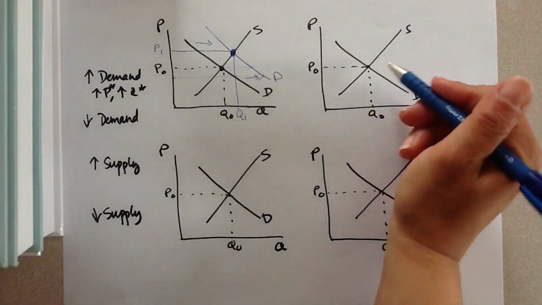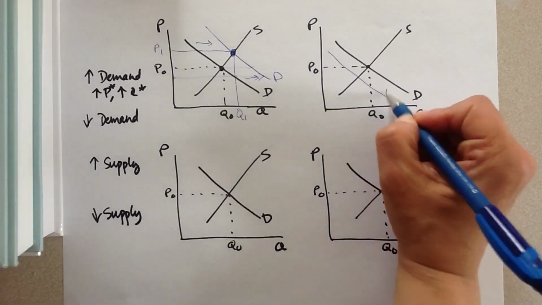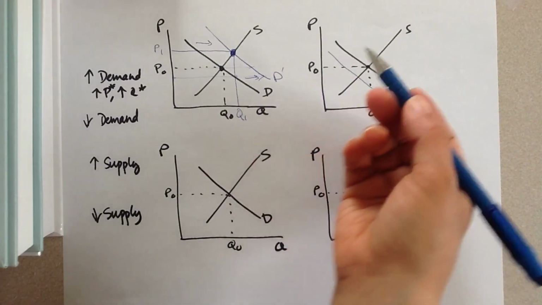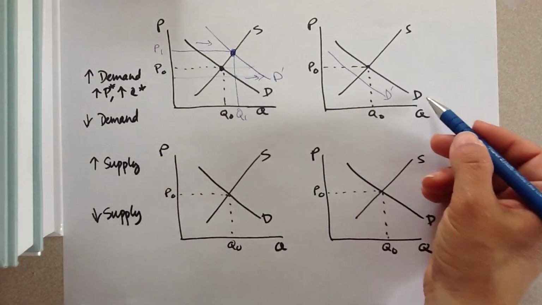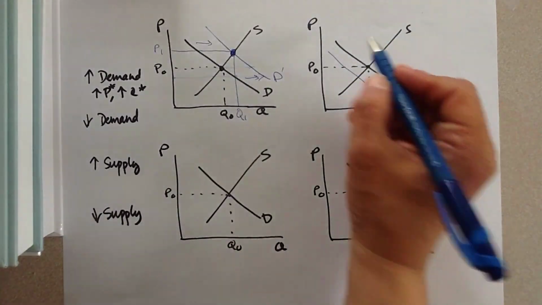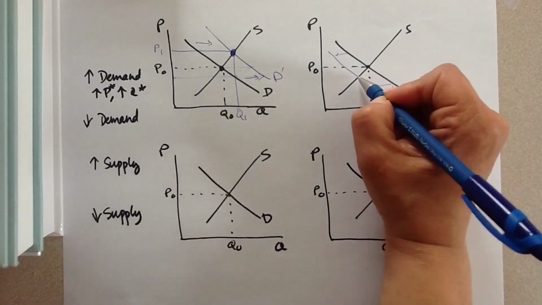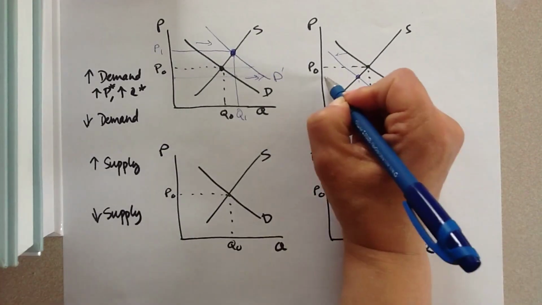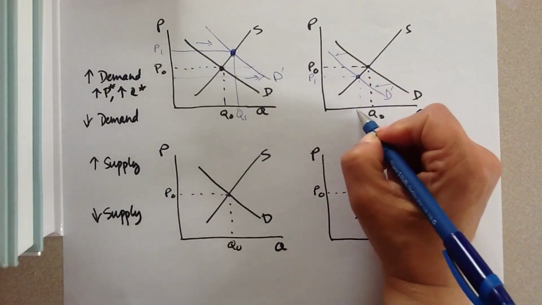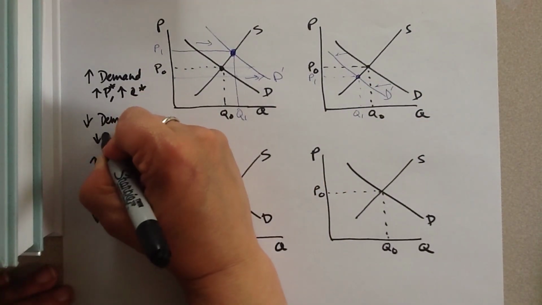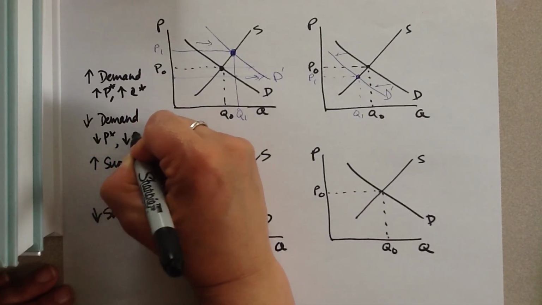So here we'll do a decrease in demand. The curve shifts left. So you can see that it might be parallel, it might not be exactly parallel, the line might not be straight to begin with, it might have a bit of a curve. The point is that everything is shifting left, and here we have a new equilibrium with a lower price and a lower quantity. So decrease P star, decrease Q star.